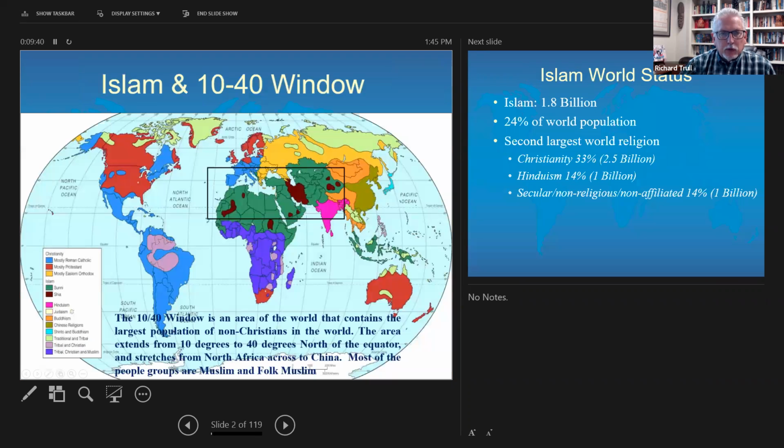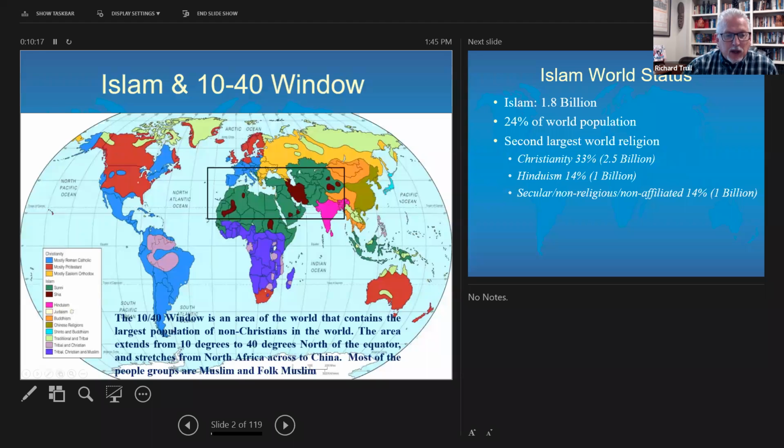Now, if you just were to take a map of the world, and we have this rectangle here, you see what's called the 10/40 window. This area contains the world's largest population of non-Christians. The area extends from 10 degrees to 40 degrees north of the equator, stretches from North Africa across to China. Most of the people groups are Muslim or folk Muslim within this area.